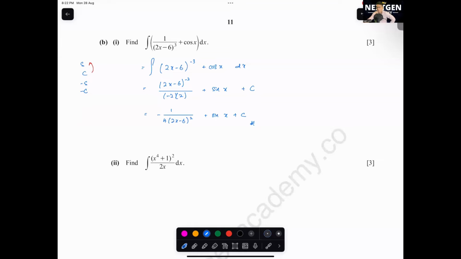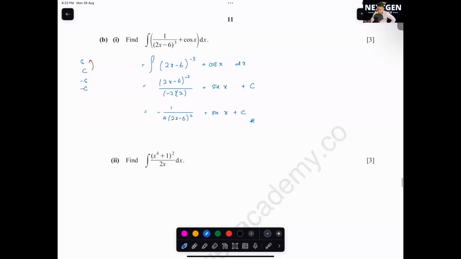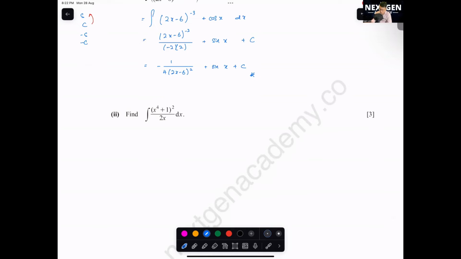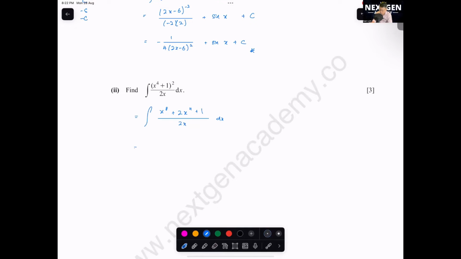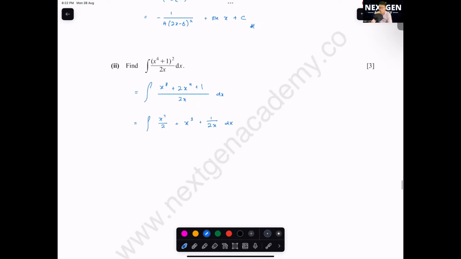Okay, next one, question 2. Find the integral of this. It is a 3-mark question. So what you gotta do is expand the bracket on top first, because it looks like a quotient rule, a function over a function. We cannot solve it, so you need to simplify it first. So integrate x power 8 plus 2x power 4 plus 1 over 2x dx. Separate all the 3 terms, so you divide it by 2x. You get x power 7 over 2 plus x cubed plus 1 over 2x dx.